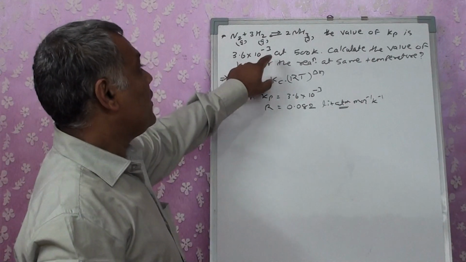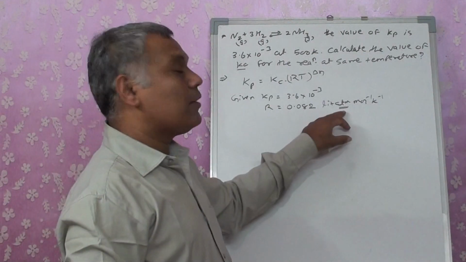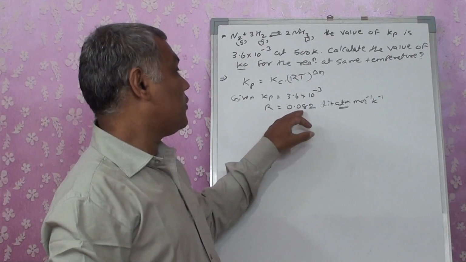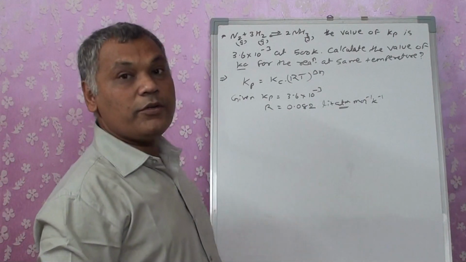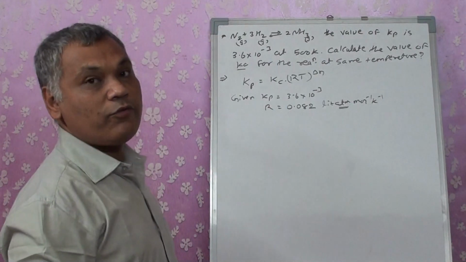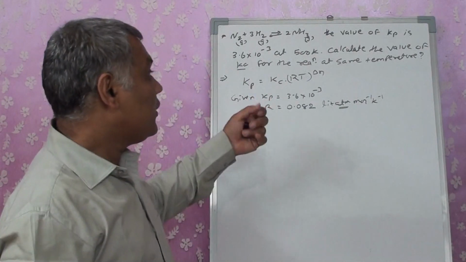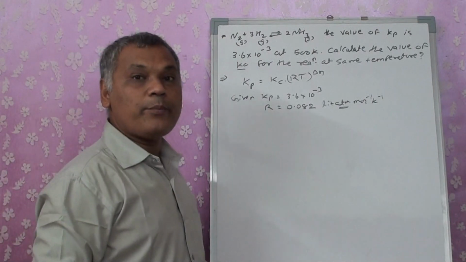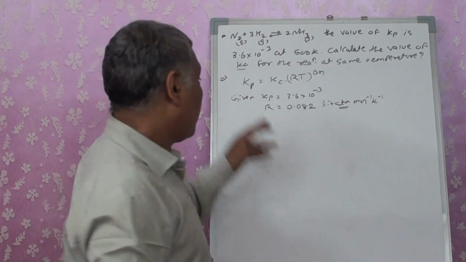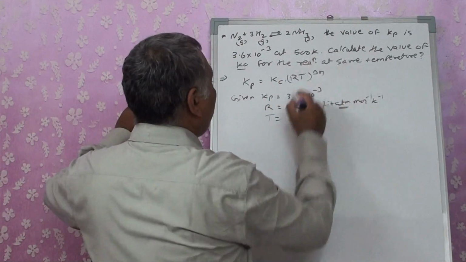If they had given us the unit in terms of bar, then we would have taken 0.0831. If they had given it in terms of Pascal, then I would have taken it as 1 into 10 raised to 5 Pascal, right? So the unit is not given to us, so at present I have taken it in atmospheric units, right? Okay, T is given to us, 500 K.